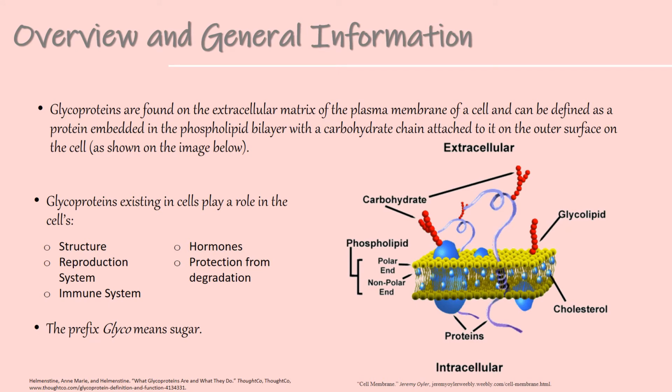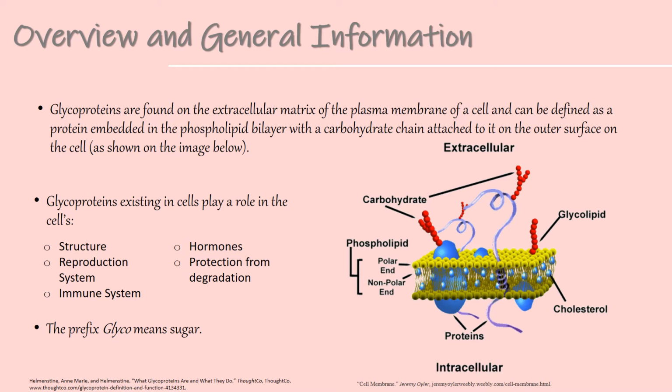Glycoproteins are found on the extracellular matrix of the plasma membrane, which is the surface of the cell, and can be defined as a protein embedded in the phospholipid bilayer with a carbohydrate chain attached to it on the outer surface of the cell, as you can see on this image. Glycoproteins exist in cells mostly all over our body, and they play a role in the structure, reproduction system, immune system, hormones, and protection from degradation.